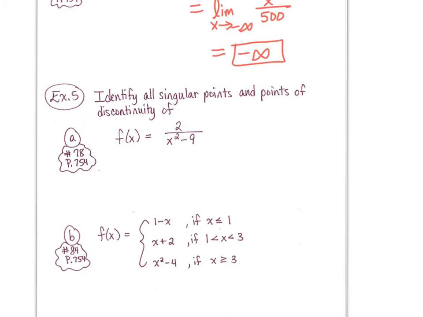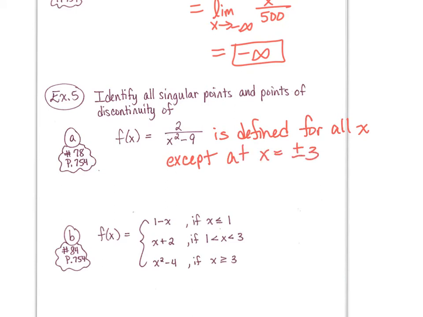So notice that this is defined for all x except at x equals plus or minus 3. And it's not defined at plus or minus 3 because whenever you substitute those values in, it makes your denominator equal to 0, and we cannot divide by 0. So that means that x equals negative 3 and x equals 3 are singular points. They are singular points.